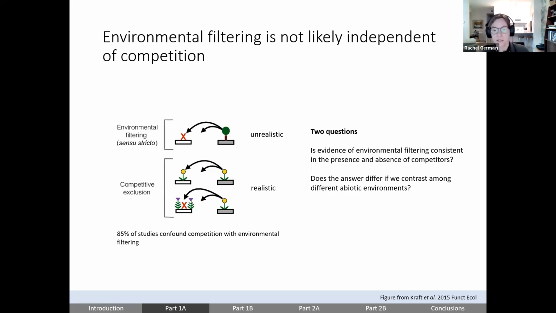So I have two questions here. Is evidence of environmental filtering consistent in the presence or absence of competitors? And does the answer here differ if we contrast among different abiotic environments? So if we're comparing a dry environment versus a wet environment, how does that affect our conclusions about filtering?